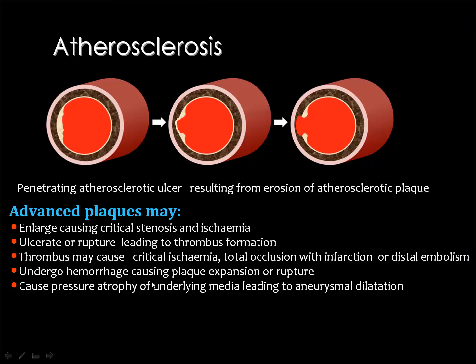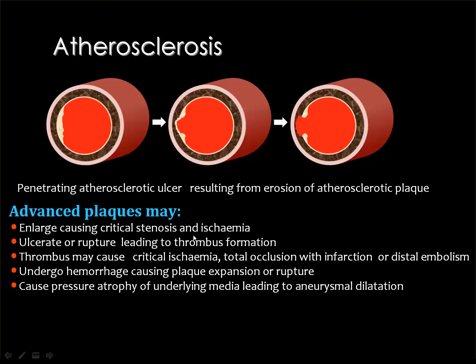Then the arteriosclerosis will result in what we call the intimal plaque, and this intimal plaque may ulcerate, and this ulcer may penetrate the wall of the aorta, resulting in what's known as penetrating aortic ulcer, which will be discussed in this lecture, inshallah.